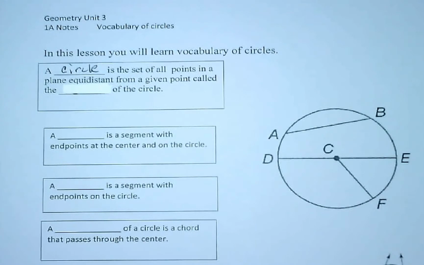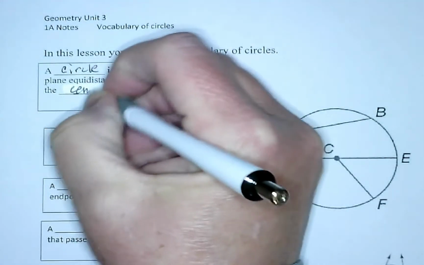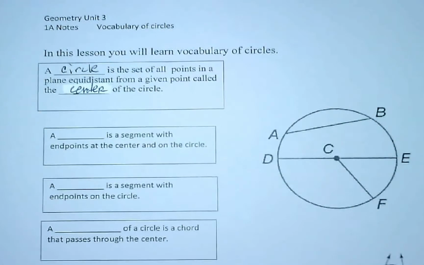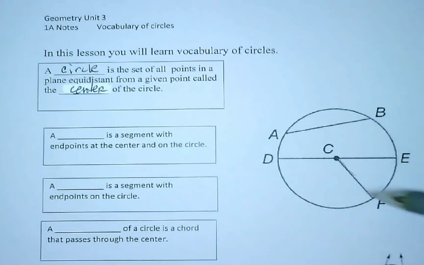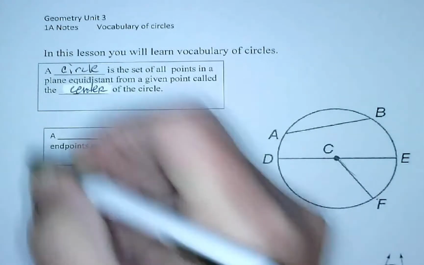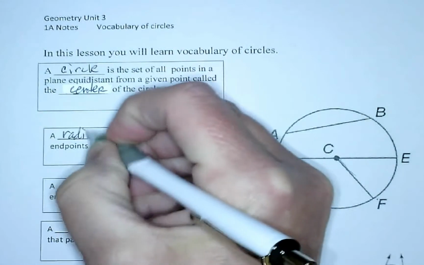Our first one: a circle is the set of all points in a plane that are equidistant from a given point called the center of the circle. A blank is a segment with endpoints at the center and on the circle. So on the center and on the circle, that would be a radius.